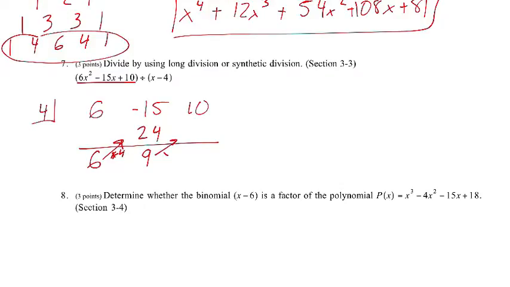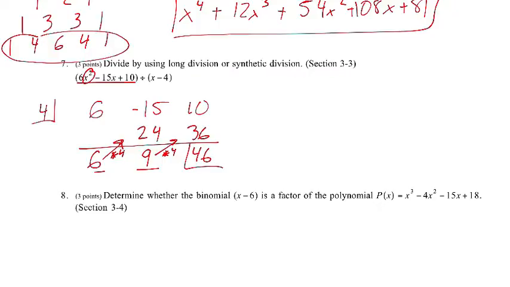Multiply that by 4, we end up with 36. Add those two together, we get 46. And remember, that last number that you end up with in the last column is your remainder. So, going through, 46 is our remainder, this is our constant term, and this is going to be our x to the first term. Again, your final exponents have to be one fewer than you started with.